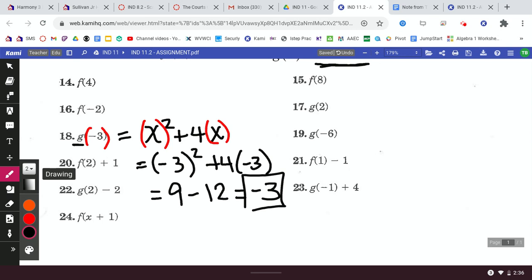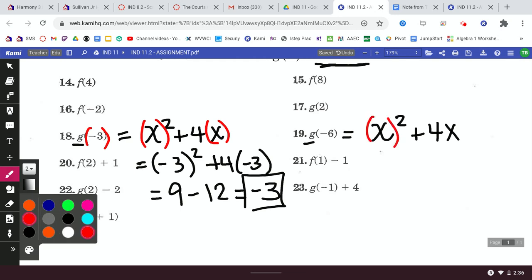On number 19, again, it's the g function, so I'm going to use x squared plus 4x because that's the g function. I'm going to put a bracket around every x, and I'm going to put a bracket around the input that they give me. So now I've got bracket, negative 6 in that bracket, negative 6 in that bracket.